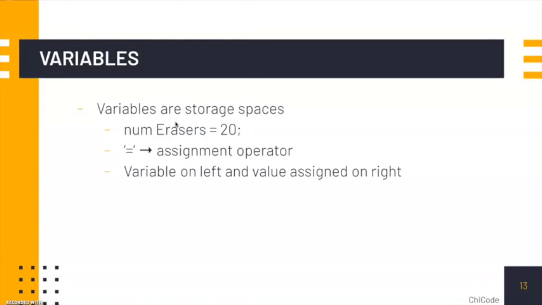Now let's talk about variables. Variables are inevitable. They're in every part of a programming language, and the Java language is no different. Variables are merely storage spaces. If I have 20 erasers and I want to store the number 20 in numErasers, I'm going to use an equal to sign, which is called an assignment operator. So I'm saying the number of erasers is 20. The variable is always on the left-hand side, and the value that we want it assigned to be is on the right-hand side.